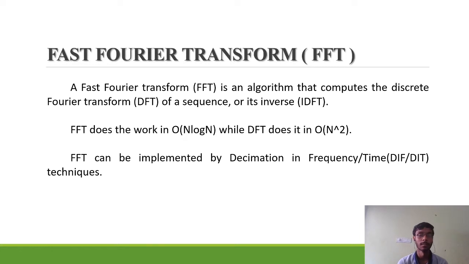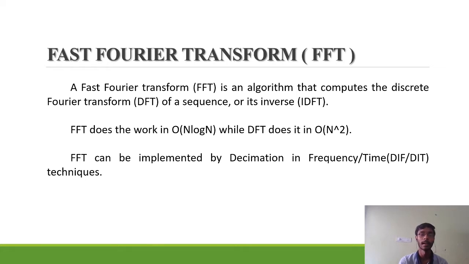The fast Fourier transform (FFT) is an algorithm that computes the discrete Fourier transform (DFT) of a sequence or its inverse. In last week's video, we studied the discrete Fourier transform. So FFT is nothing but an algorithm which computes the DFT and inverse DFT with less complexity. FFT does the whole work in order of n log n, while DFT does it in order of n squared. FFT can be implemented by two methods, decimation in time and decimation in frequency, though we are not going to talk about it now.